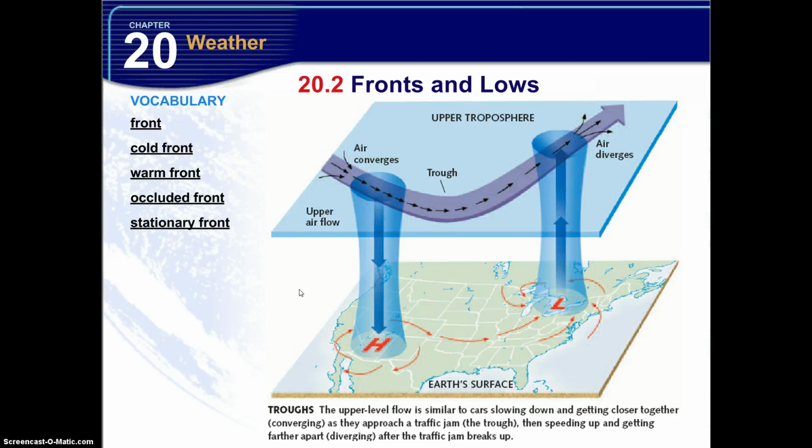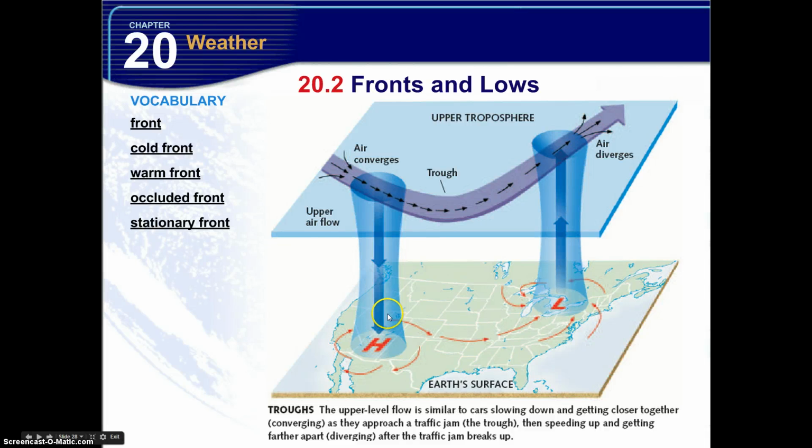Now, if we're looking at the upper troposphere, so that's looking at the surface, what's happening on the surface. We're going to move our way up into the troposphere because that's where all the weather on the planet occurs. Now, we have something called a trough. Now, the trough is the upper level flow when it's similar to cars slowing down and getting closer as they converge, as they're approaching a traffic jam. That traffic jam is the trough. Now, they speed up and get farther apart, they diverge, and other traffic jams break up.